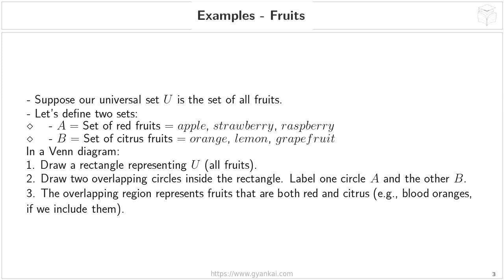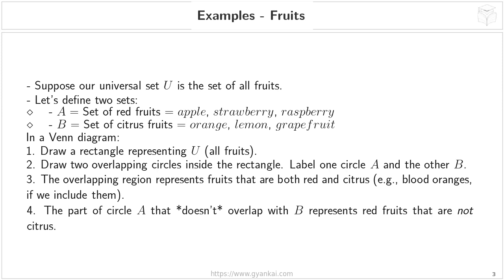A good example of this would be blood oranges, if we were to include them in our set. So, anything in that overlapping section would be both a red fruit and a citrus fruit. The part of circle A that doesn't overlap with circle B represents the red fruits that are not citrus. So, that would be just the strawberry and the raspberry, as the apple isn't citrus either.